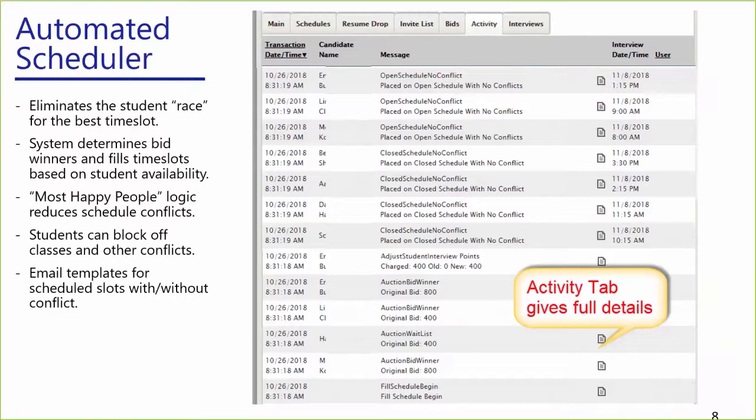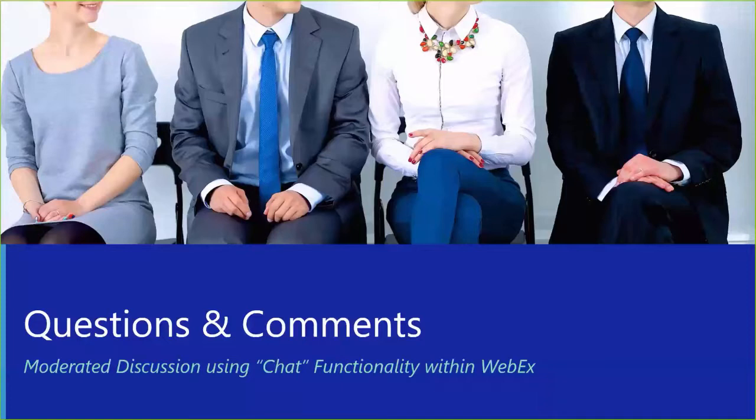But in some cases where it's very busy weeks for students, it's just impossible to avoid all the conflicts. It will schedule the conflicts, and you can see there, it logs all of the activity in great depth on your activity tab in the visit record. And there are specific email templates that tell the student if they get placed on a schedule with a conflict, it lets them know in no uncertain terms that they need to probably swap or do something about that conflict. So that's the automated scheduler.